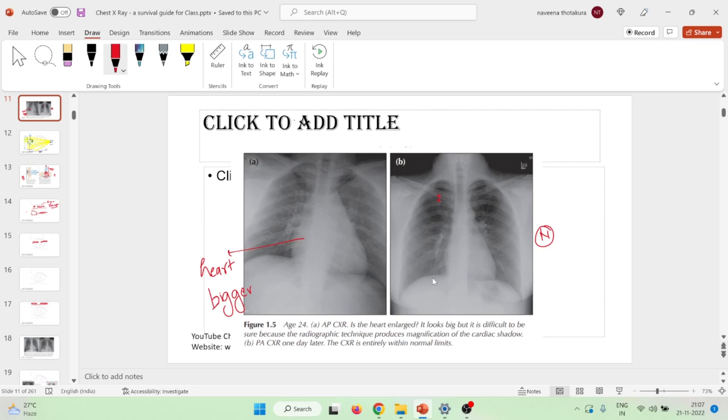Whenever we take inspiration, the diaphragm will pull downwards and the heart is attached to the diaphragm. So along with the diaphragm, even the heart is pulled downwards, and the ribs are pulled both transversely and anteroposteriorly. As a result, the intercostal spaces are widened when we take full inspiration.